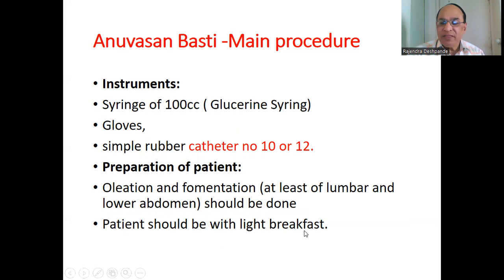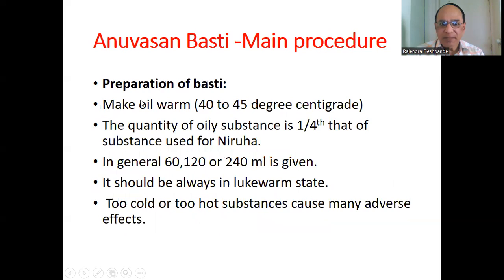The patient should have breakfast or a little food whenever you give the Anuvasan Basti. Preparation of Basti: make the oil warm, 40 to 45 degrees centigrade. The quantity of the oil substance is 1/4 that of the substance used in the Niruha. In general, what is the dose? 60 or 120 or 250 ml oil is used for Anuvasan Basti.